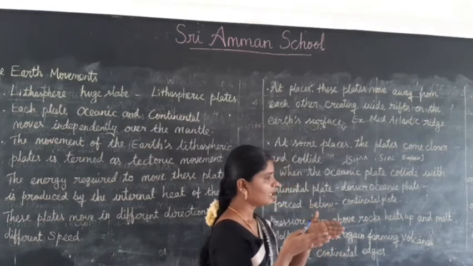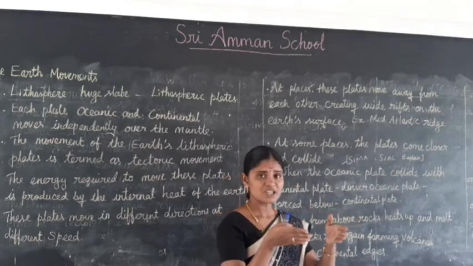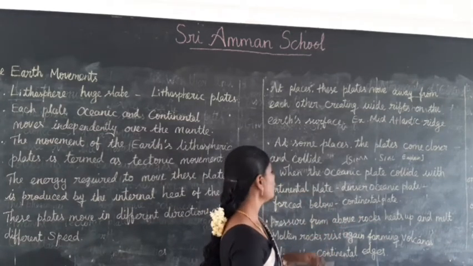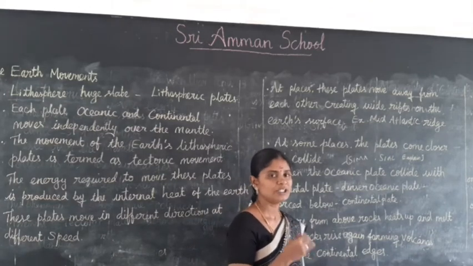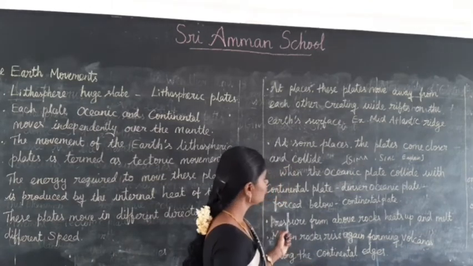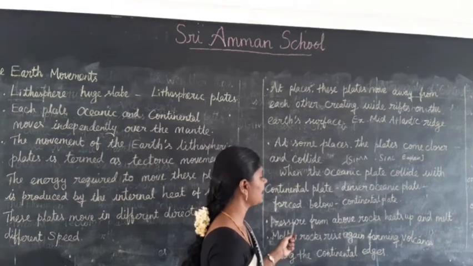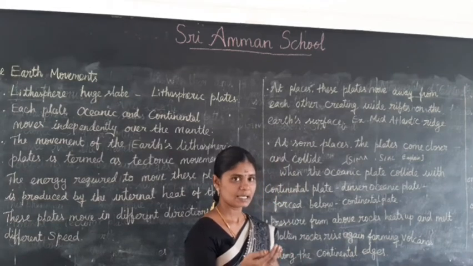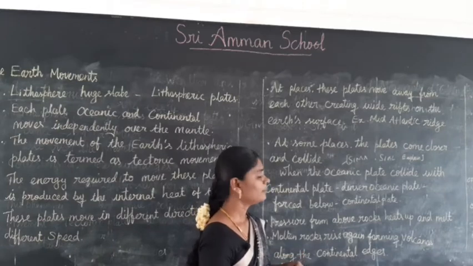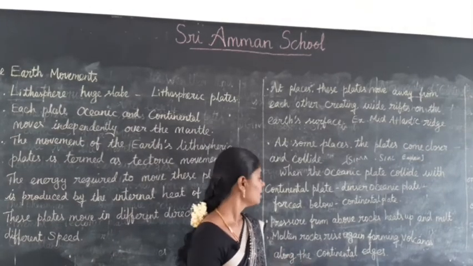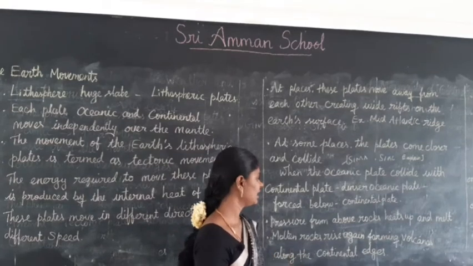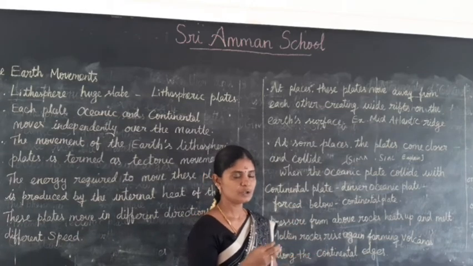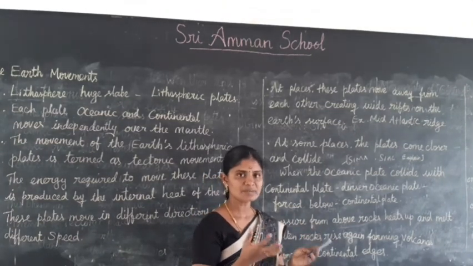So due to the collision of these plates, the denser oceanic plate is forced below the continental plate, due to the higher pressure from the rocks above. When the oceanic plate sinks under the continental plate, the pressure and heat above increase, and due to the higher pressure and heat the rocks heat up and melt.